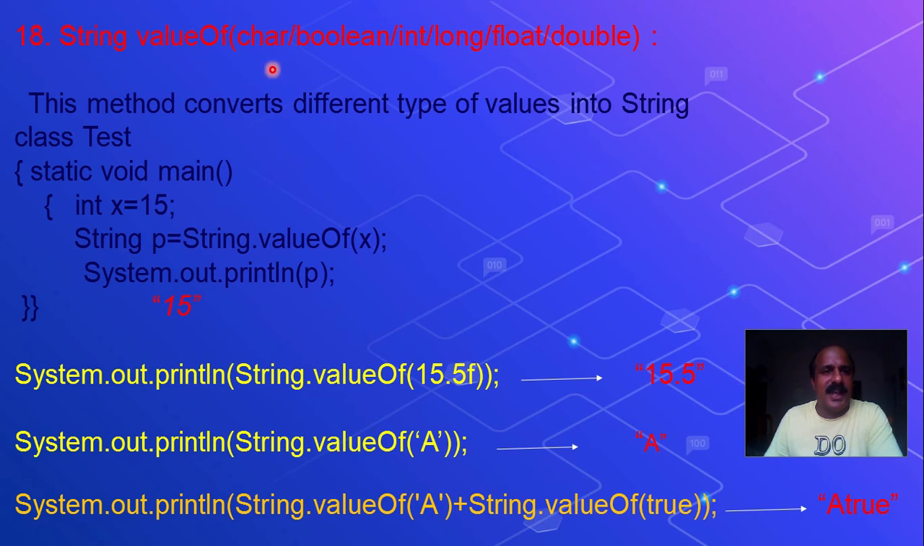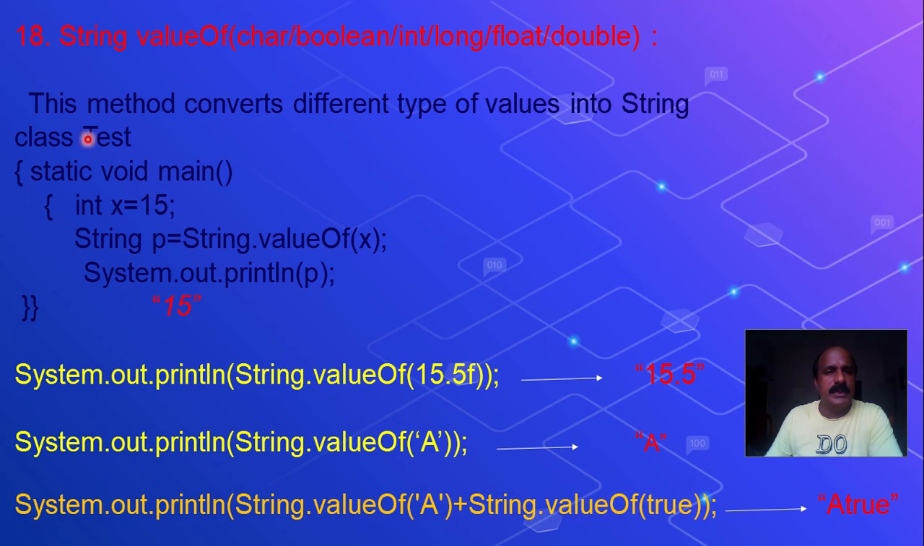This is the last function for you: String.valueOf. Here your input can be character, boolean, int, long, float, double. I have mentioned a few examples over here, but you can go with character, boolean, int, long, float, double values.